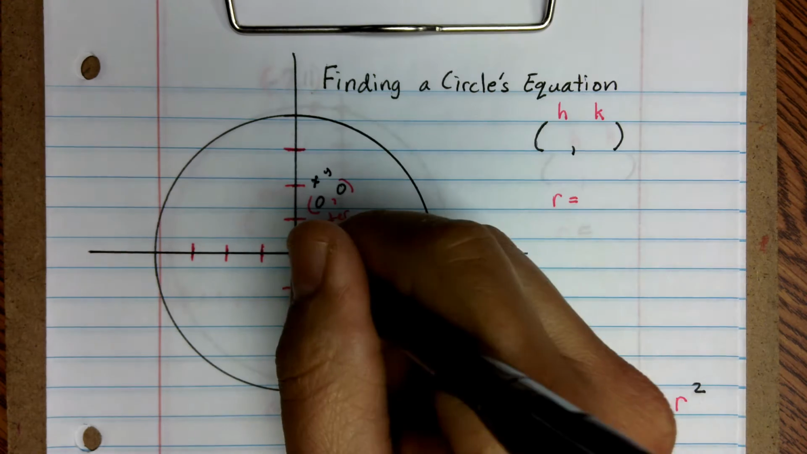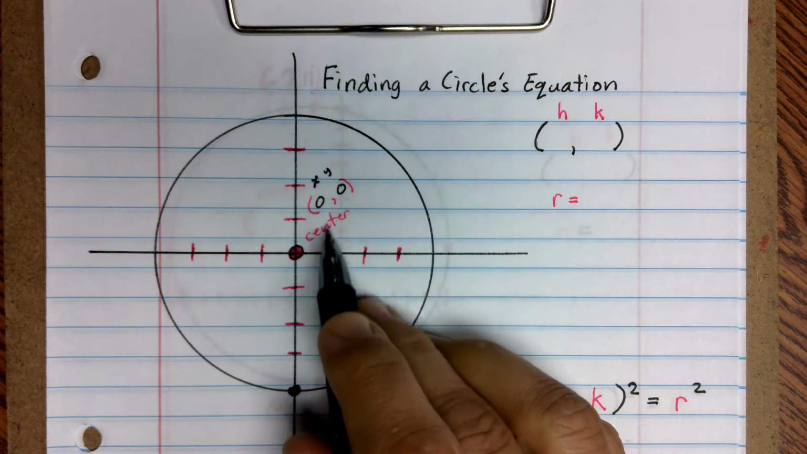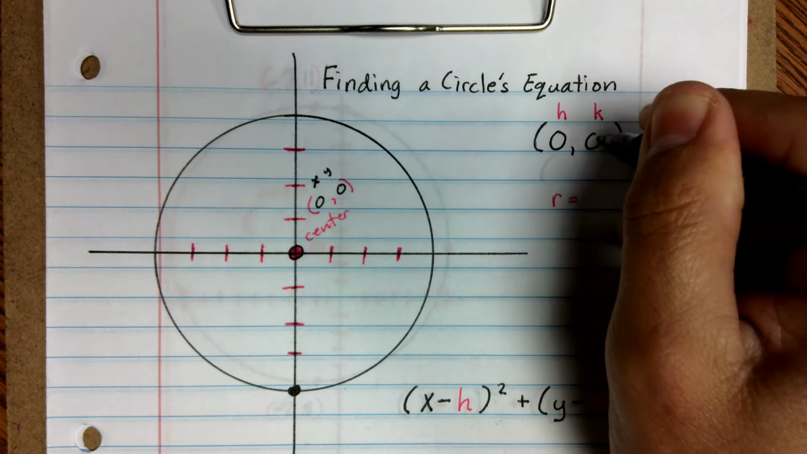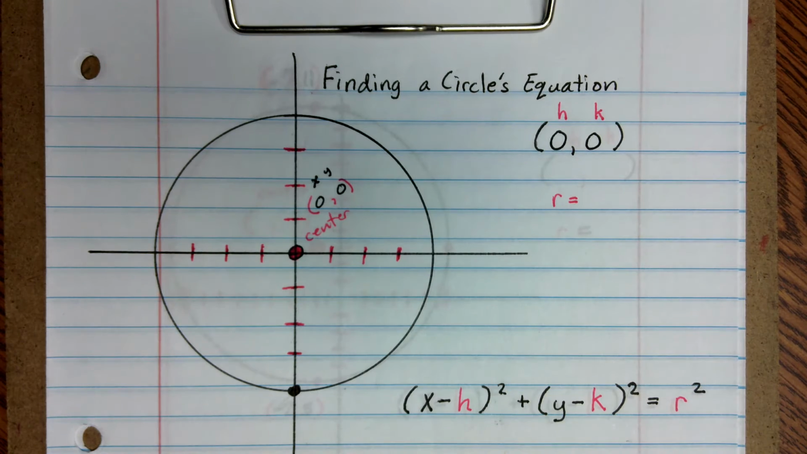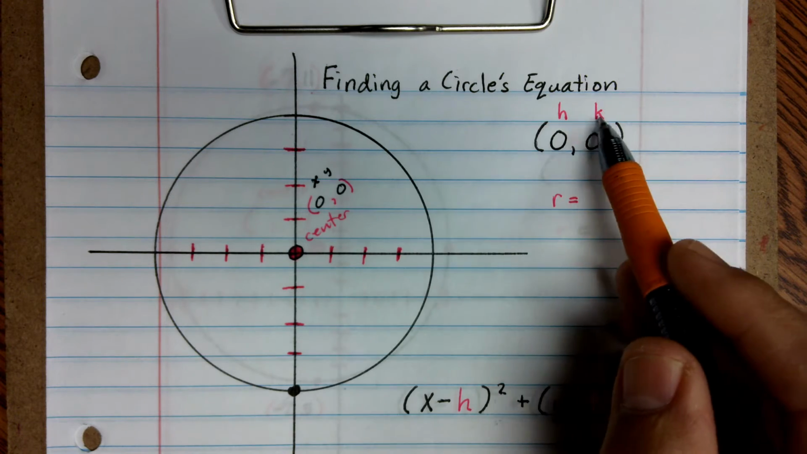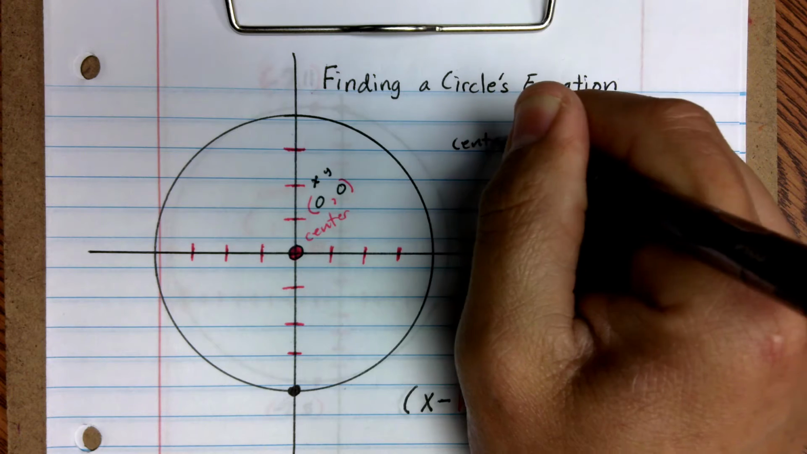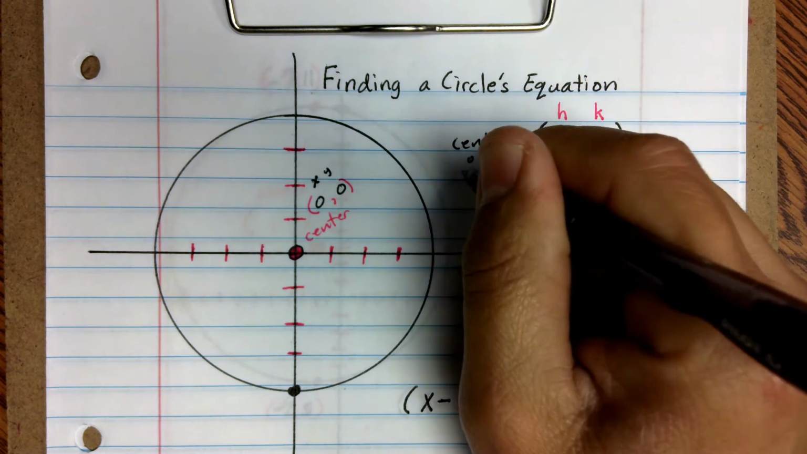Now the reason this is important is because once we find the center, we're going to write that ordered pair and label it h and k. So instead of x and y, we do h and k. And I'm going to write right here, center of circle.